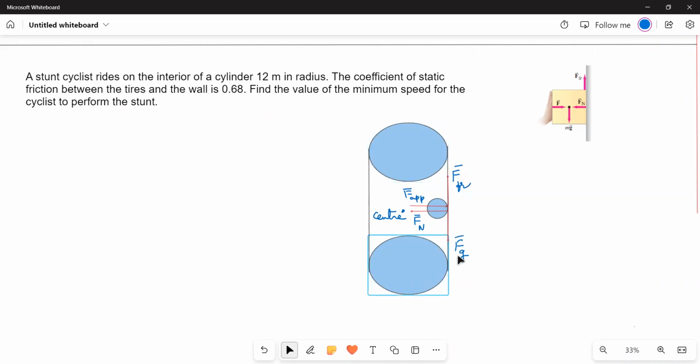Here is the cylinder. I am taking the cyclist as a point object and representing it as a dot. The forces acting on the object are represented here in a free body diagram. The cyclist's weight acts vertically downwards, that is Fg, and the frictional force acts in the upward direction. The cyclist applies a force on the cylinder, so that applied force acts on the walls of the cylinder. And then the normal force, opposite to the applied force, is directed towards the center.